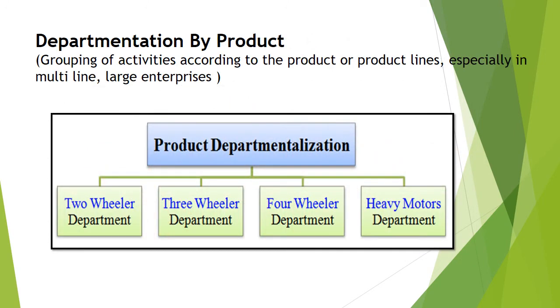Next we have departmentation by product. It is where activities are grouped according to the product or product lines, especially in multi-line large enterprises. For instance, under a product departmentalization where the product is a vehicle, they are categorized into two-wheeler department, three-wheeler department, four-wheeler department and heavy motors department. So we can see that here activities are grouped according to different product lines.